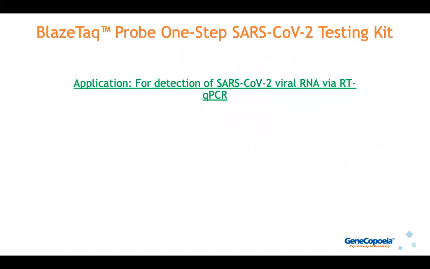Okay, so now I want to move on to the next product line that's related to SARS-CoV-2. That is our BlazeTech Probe one-step SARS-CoV-2 testing kit. This is a qPCR-based diagnostic testing kit for active virus.